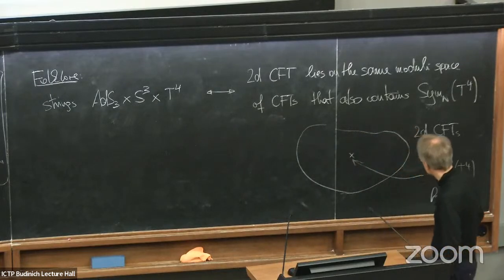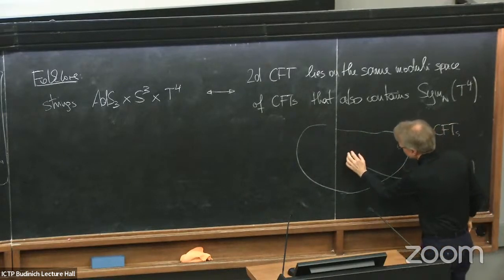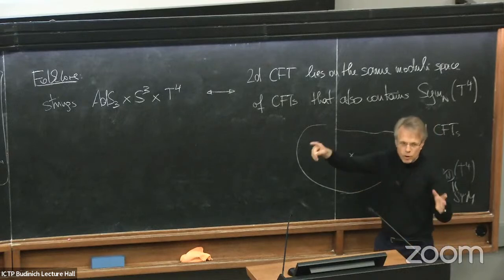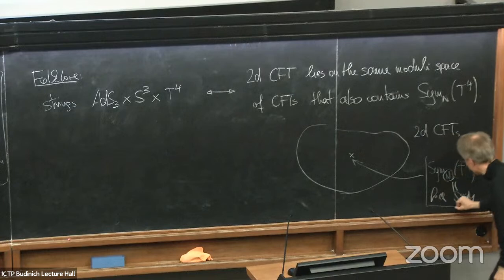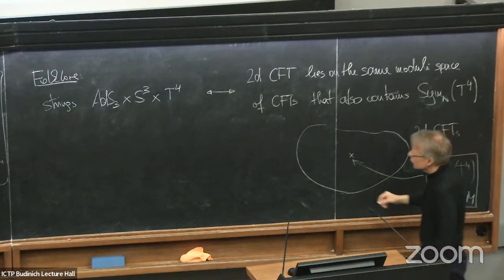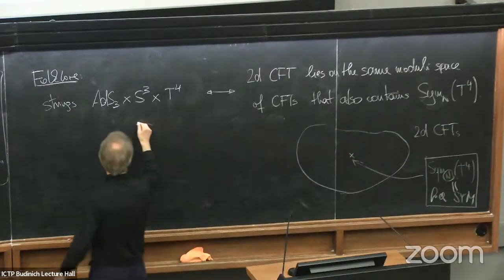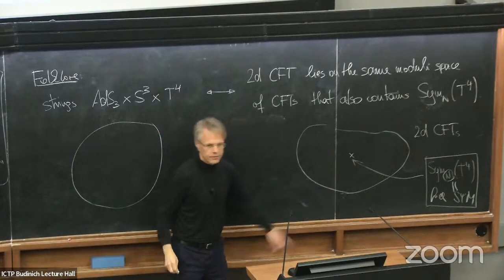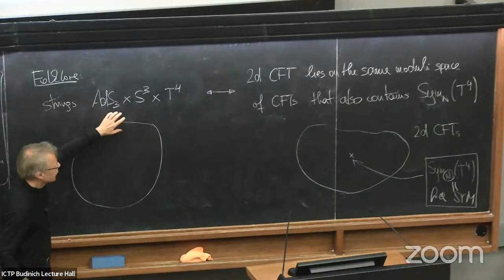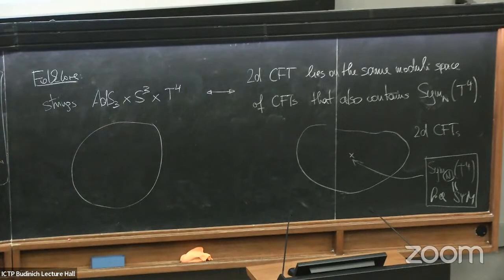Thanks a lot. So this is one CFT in the moduli space of CFTs, and the way you should think about it is that this is the analog of free super Yang-Mills, and you could ask which worldsheet description corresponds to this point. Now, what do we know about worldsheet descriptions of strings on AdS3 cross S3 cross T4?